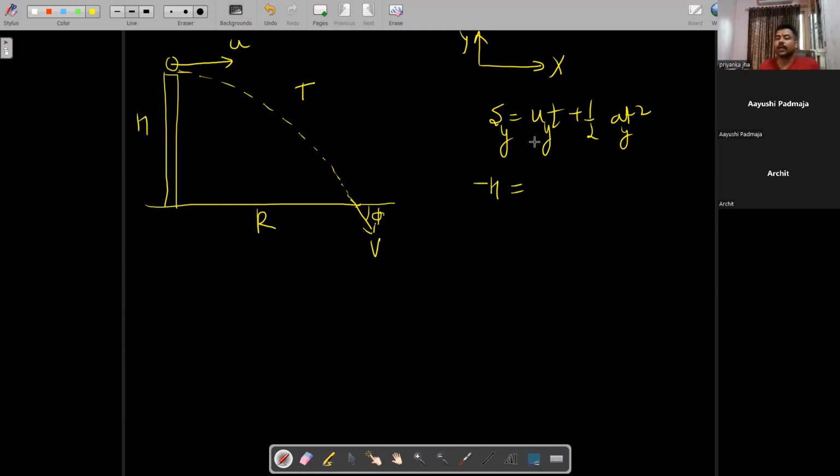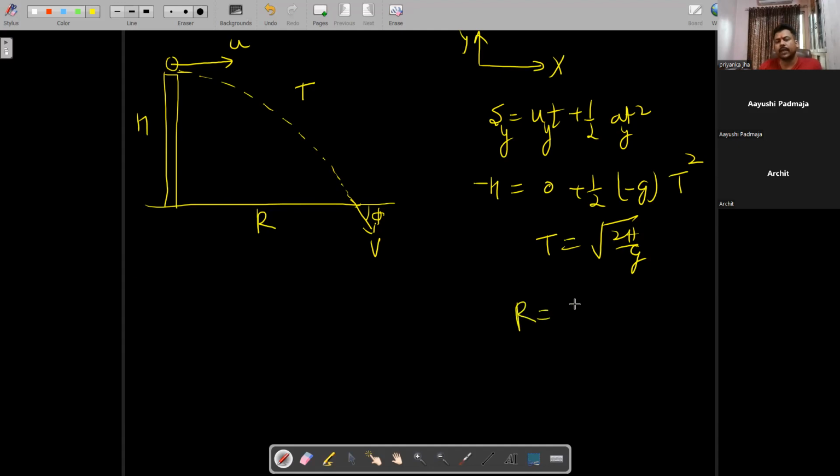And there is no vertical component of the initial velocity, so uy is 0. So 0 plus half, and acceleration along y-axis is minus g always, into T squared. And let's call this T the time of flight, the total time taken from here to here. Minus minus gone. So you can see that time of flight would be under root 2h by g. This is same as when you release an object from some certain height h. In that case also it takes the same amount of time, under root 2h by g, to reach the ground.